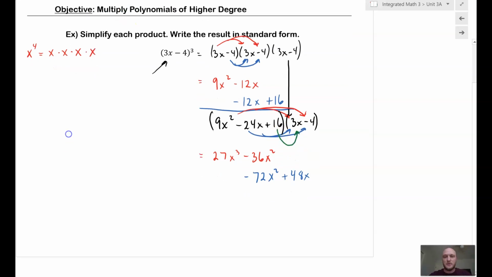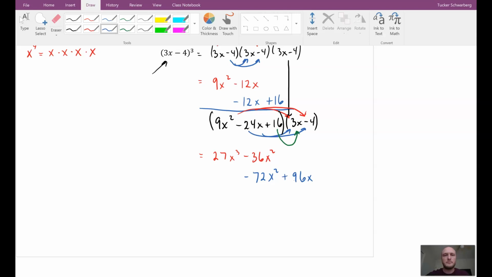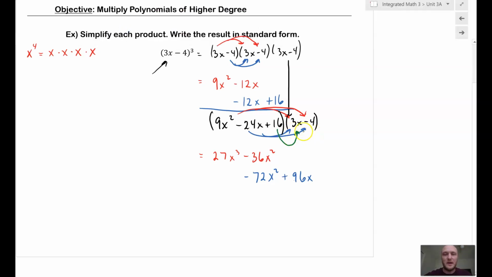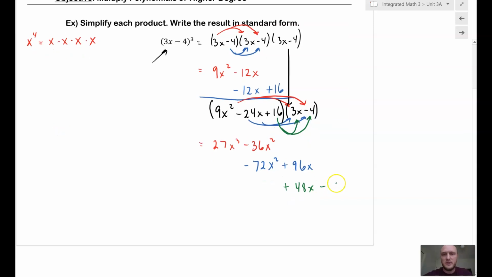16 times 3, I'm also making an error up here. Man, thanks for bearing with me. Okay, 16 times 3x. That is a positive 48x. And 16 times negative 4 is negative 64. Man, I make some errors and then I just start second guessing myself.